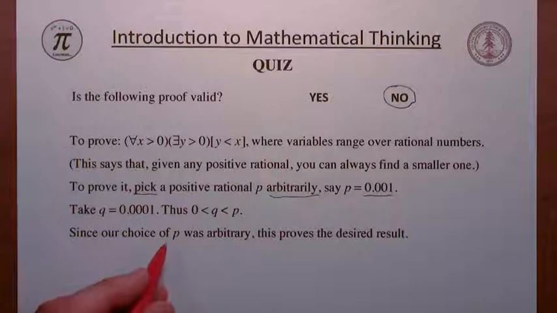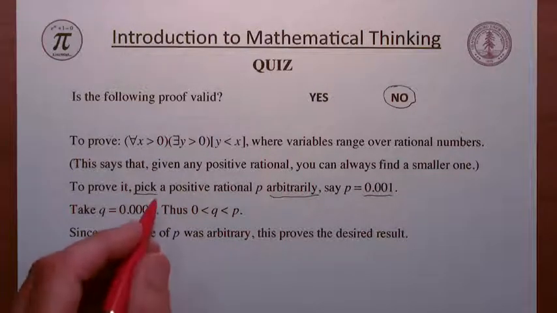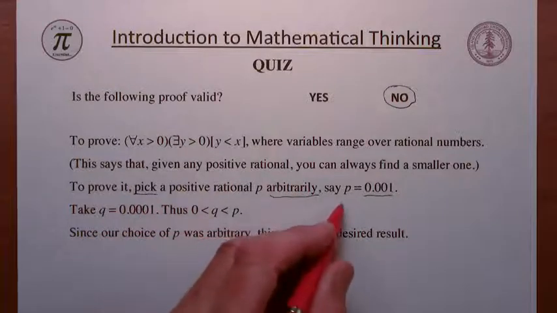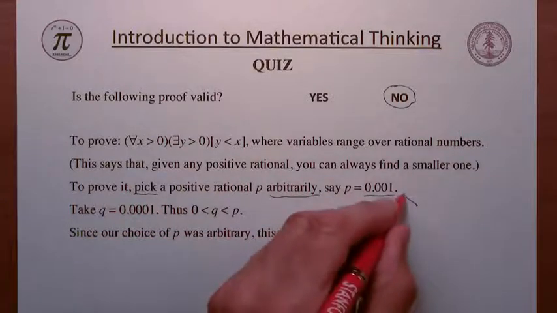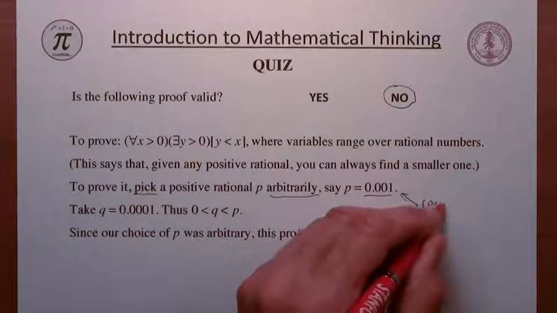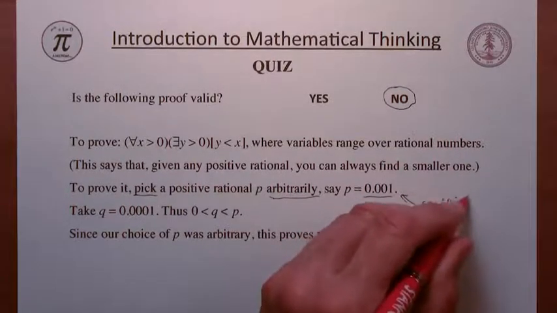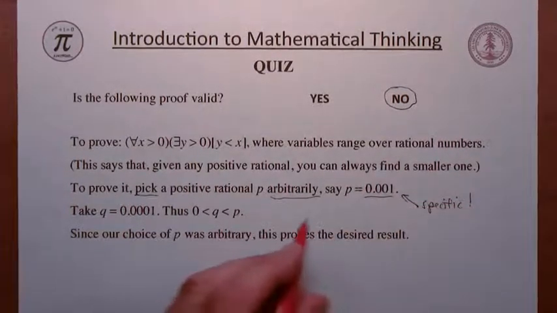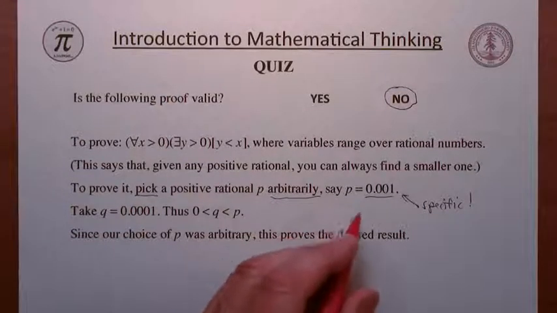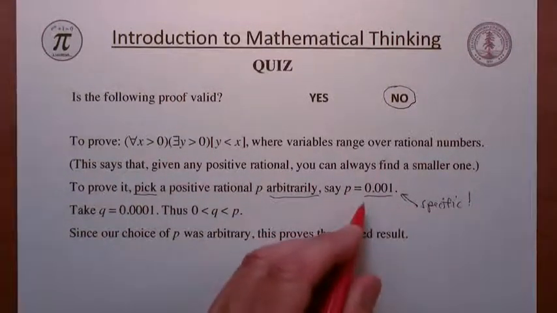It's a subtle point, I know, but it's an important point, so you really need to sort this one out. Letting p be arbitrary is not the same as picking in an arbitrary fashion a specific p. The point is that p is specific. Its choice may have been arbitrary, but once you've made it, it's specific.